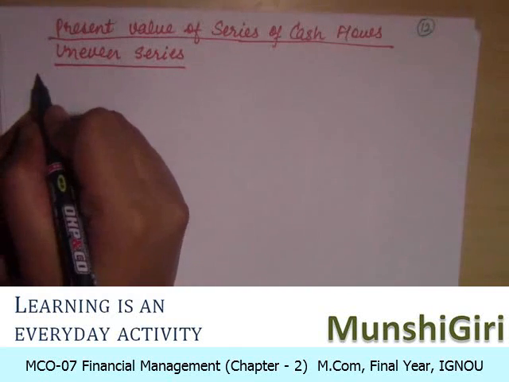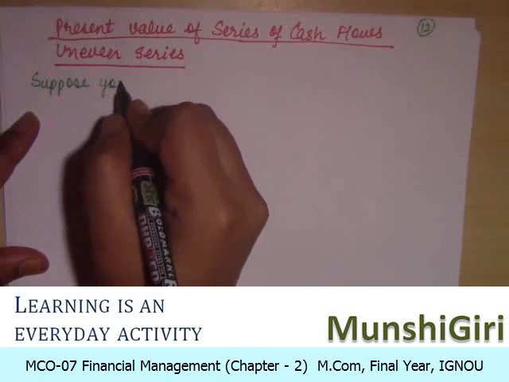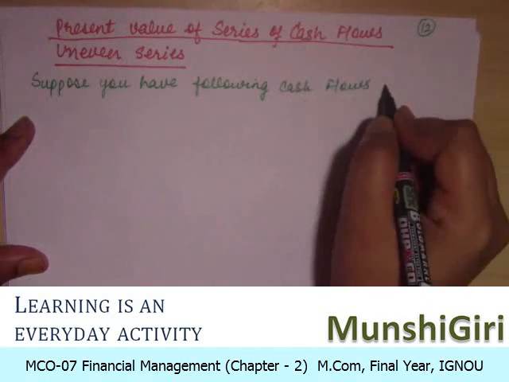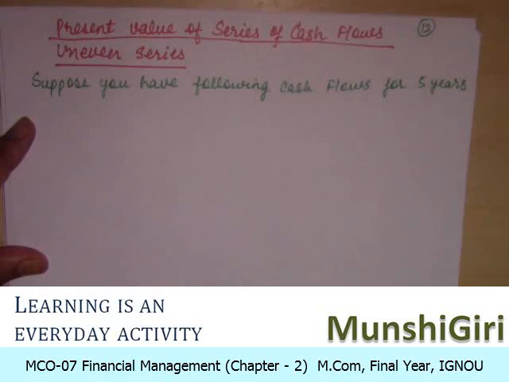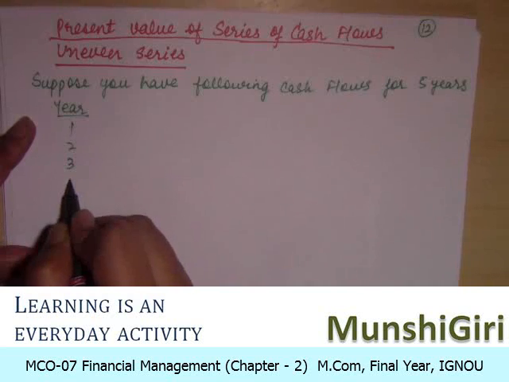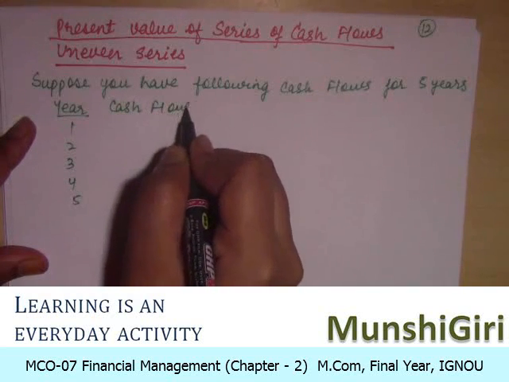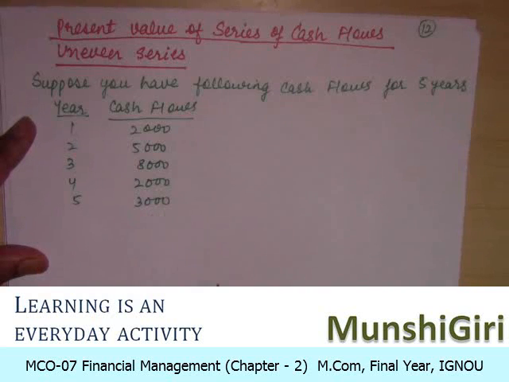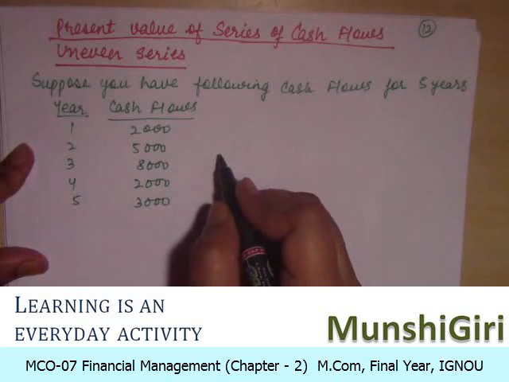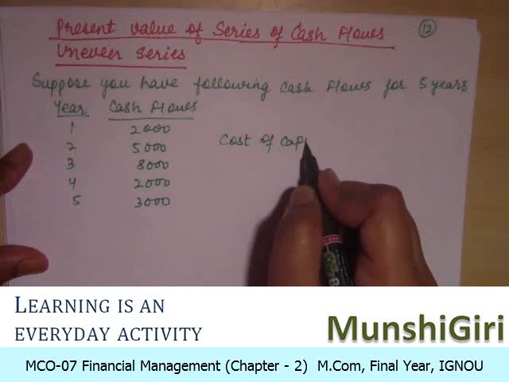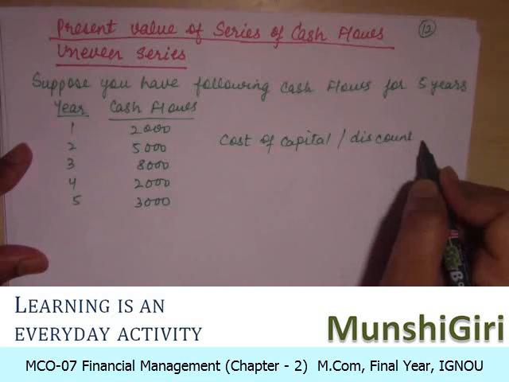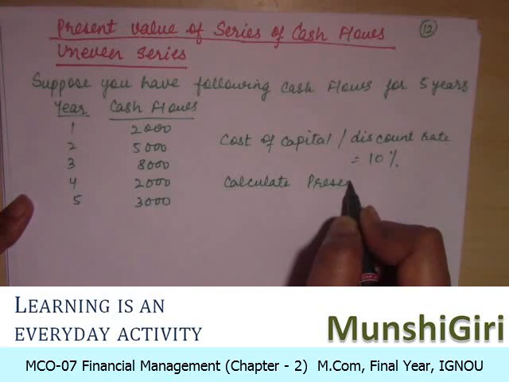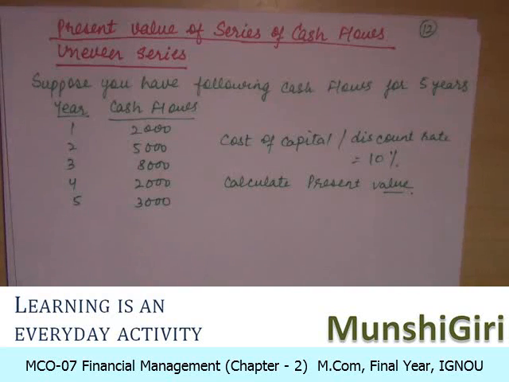Suppose you have the following cash flows for 5 years. Year 1, 2, 3, 4, 5 and cash flows are 2000, 5000, 8000, 2000 for the 4th year and 3000 for year 5. Now the cost of capital or discount rate given is 10%. What you have to do is to calculate the present value. Now let's see the solution to this.